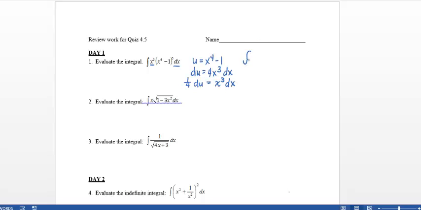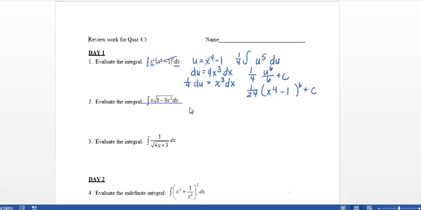When I rewrite the integral, it becomes u to the fifth, and then I need just a 1/4 du. The u to the fifth comes from right here, and then my du comes from my x cubed dx. When I integrate this, I get 1/4 u to the sixth over 6 plus c. So my answer becomes 1 over 24 u to the sixth plus c. Remember, u was x to the fourth minus 1.